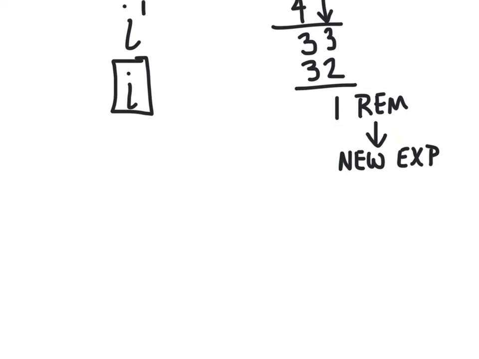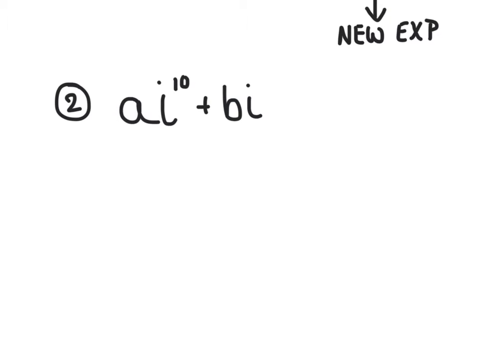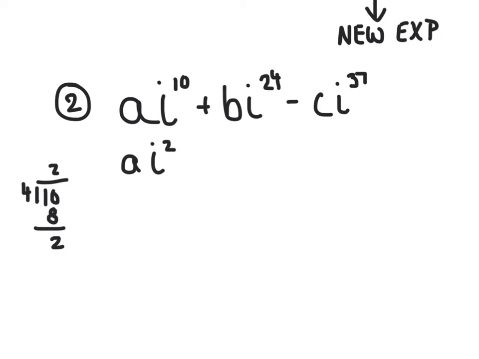Now, a lot of the problems we have have more than one term in them. Let's say, for example, maybe we had a multiplied by i to the 10th power plus b times i to the 24th power minus c times i to the, we'll say, 37th power. And I want to simplify this the best I can, and I've got these unknown coefficients attached to the i's. Well, the first thing I want to do is divide 10 by 4, and I could show my work off to the side. I'm going to get a remainder of 2, so that's i squared.